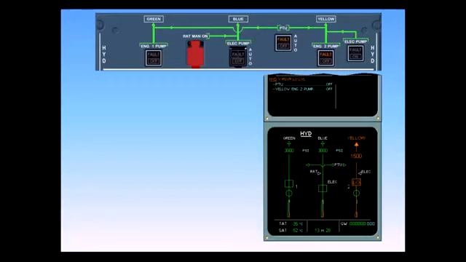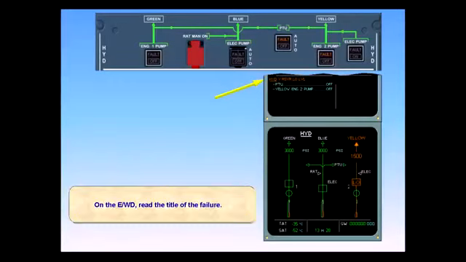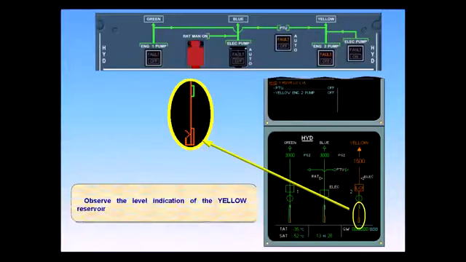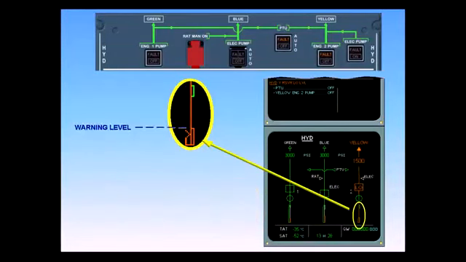On the engine warning display, read the title of the failure. Observe the level indication of the yellow reservoir. The reservoir level indicator has changed to amber because the fluid is below the warning level.